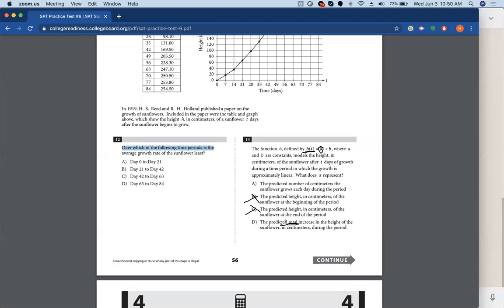Okay, so this is the word total. This is the incorrect statement. Slope doesn't say total. It says on a per day basis, or on a per interval basis, per unit basis. So D is incorrect, giving us A. And yeah, this is right: the predicted number of centimeters the sunflower grows each day during the period. So each day, this is a daily interval.